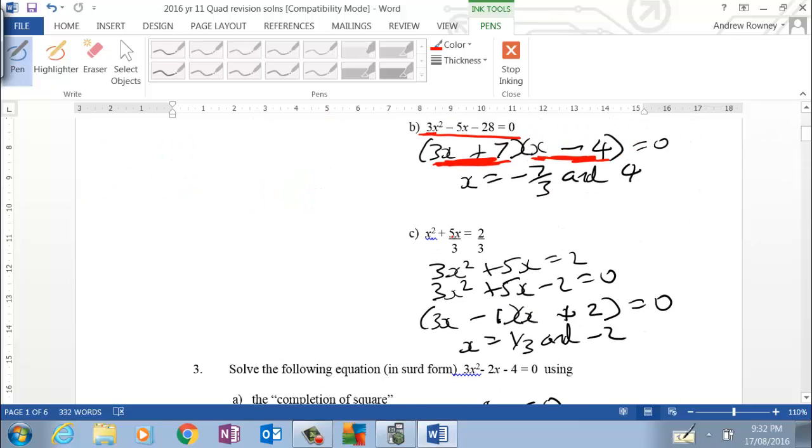This one here, we need to get rid of fractions, so to get rid of divide 3 we're going to times 3 right through. So timesing the left by 3 and the right by 3 is equivalent to timesing all the terms by 3. So you'll get 3x squared, 5x and 2. Take 2 on the other side, make it equal to 0, and then FOIL it. And so this bracket gives x as a third, that bracket gives x equals minus 2.